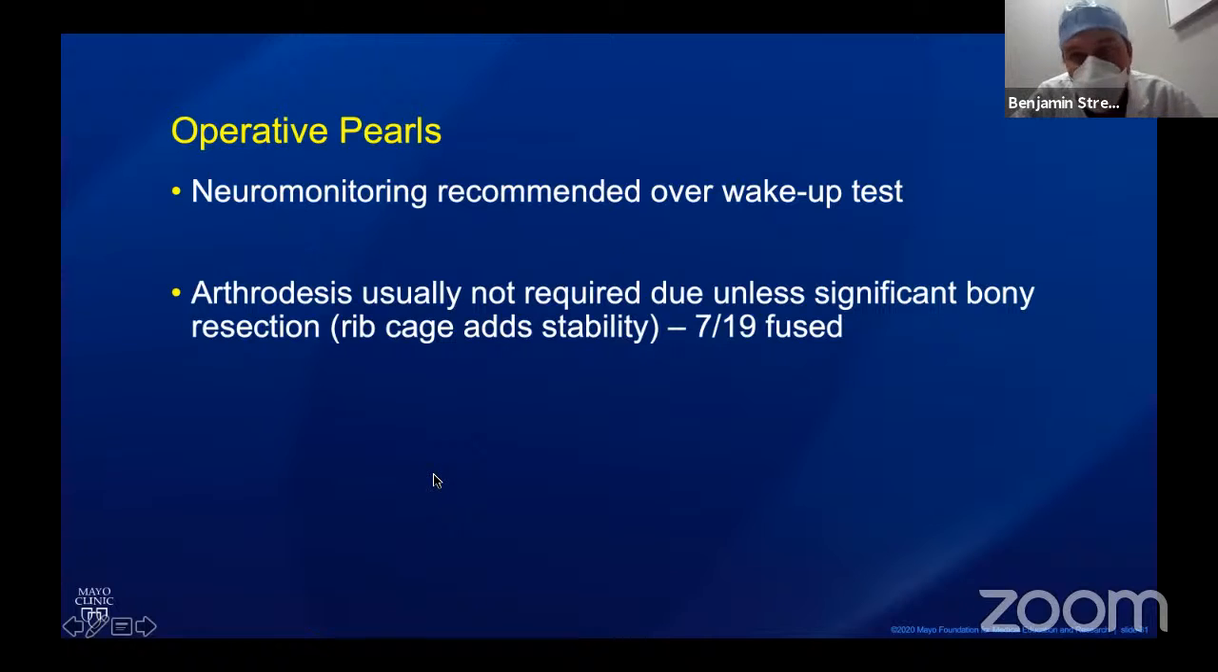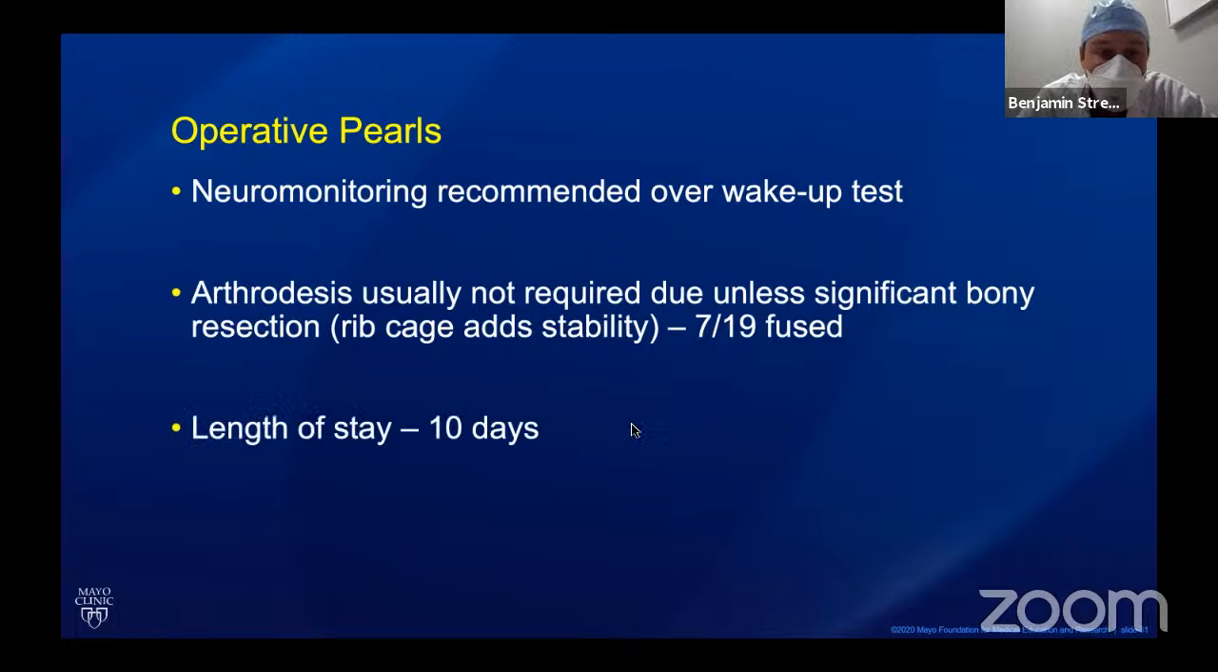They also looked at whether arthrodesis was necessary, and they said they did not advocate routinely for arthrodesis unless there was significant bony resection. They thought that the rib cage had added stability and fused only 7 of 19 of their patients. The length of stay in the hospital I thought was interesting at 10 days.